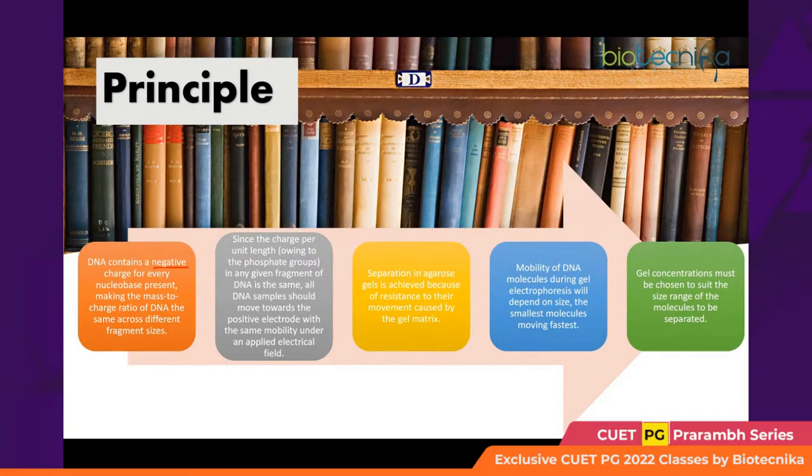So DNA has one negative charge for every nucleobase present, making the mass to charge ratio of DNA the same across the different fragments. Since the charge to mass ratio of the DNA becomes the same, the DNA sample should all move towards the positive electrode when you put it in an electrophoresis system, because DNA is negatively charged. It will start going where the charge is positive, which is an electrode, right? So when electricity is passed, the DNA, which is negative in charge, starts moving towards the positive electrode. Since all the DNA molecules of different sizes are negatively charged, they will have the same mobility in the gel under the applied electrical field.